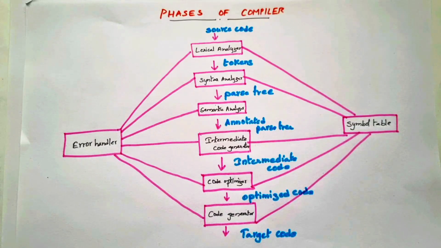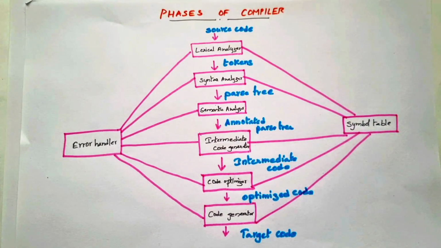The fourth phase is intermediate code generator. In this phase, the compiler converts the source program into an intermediate representation. This intermediate representation is machine independent. The fifth phase is code optimizer. The compiler tries to reduce execution time, reduce memory usage, eliminate unnecessary computations, and tries to improve performance.